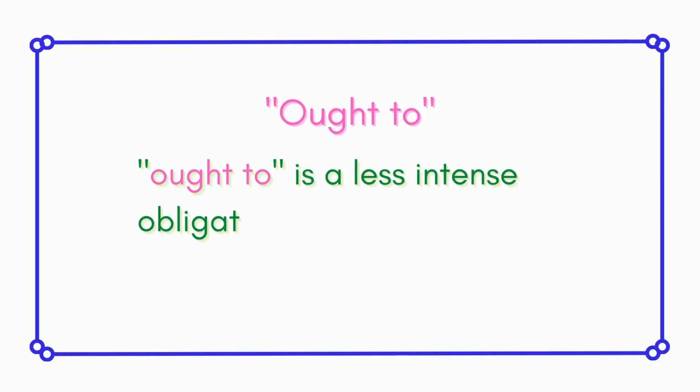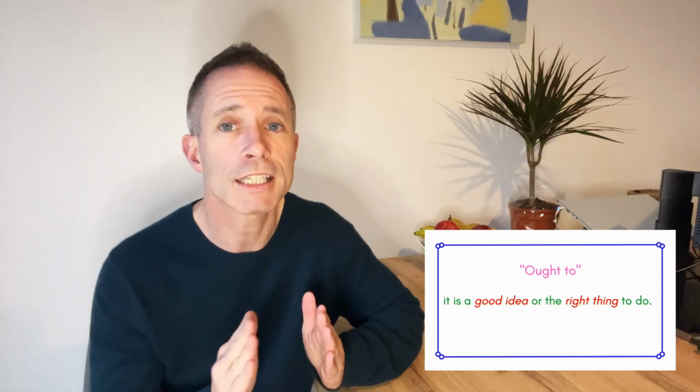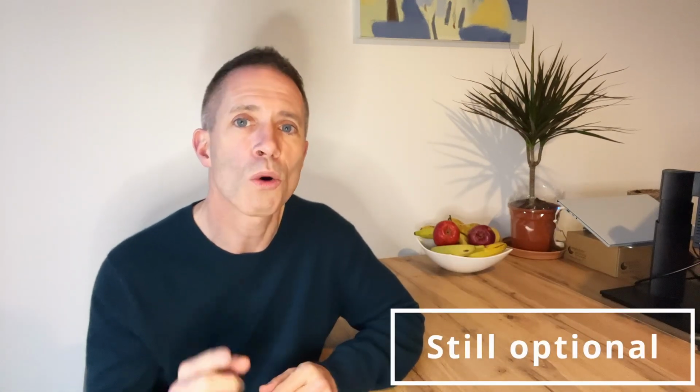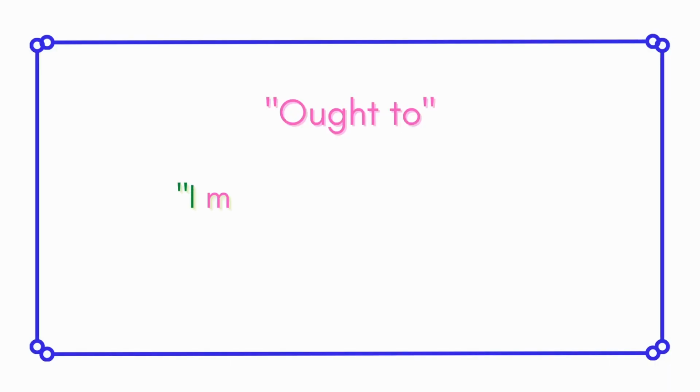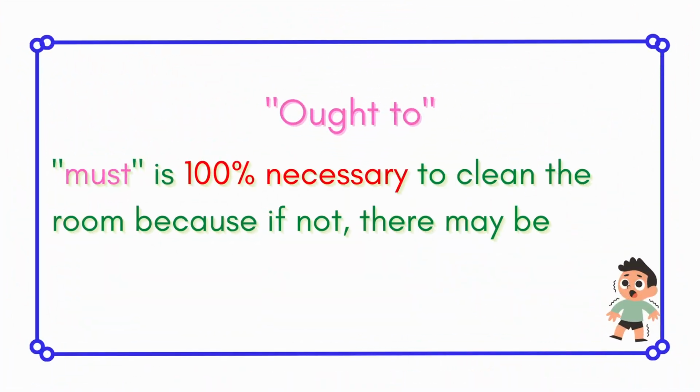Now, if we compare ought to with must, we know that they are both used to express obligation, but ought to is a less intense obligation than must. One more time. Ought to is a less intense obligation than must. For example, I ought to clean my room means that it is a good idea or the right thing to do to clean the room, but it is still optional, whereas must implies it is 100% necessary to clean the room because if it's not done, there may be consequences for the person involved.